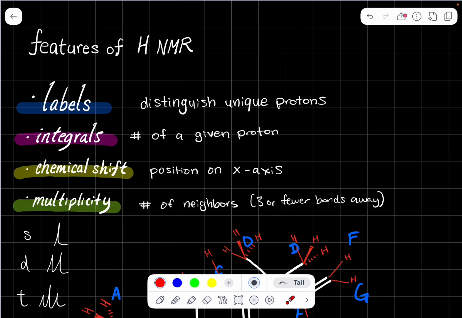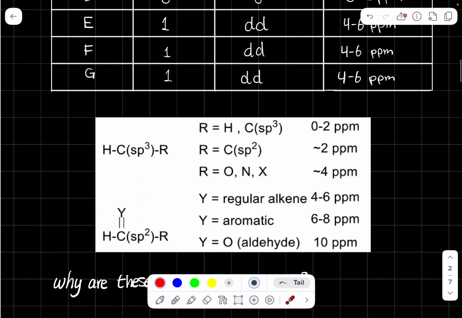Before moving on to carbon NMR though, I want to note that you should be careful when determining the labels for your protons. Some protons that may appear equivalent are actually chemically distinct, and we call them diastereotopic protons. So to understand that, I want to start with this molecule.